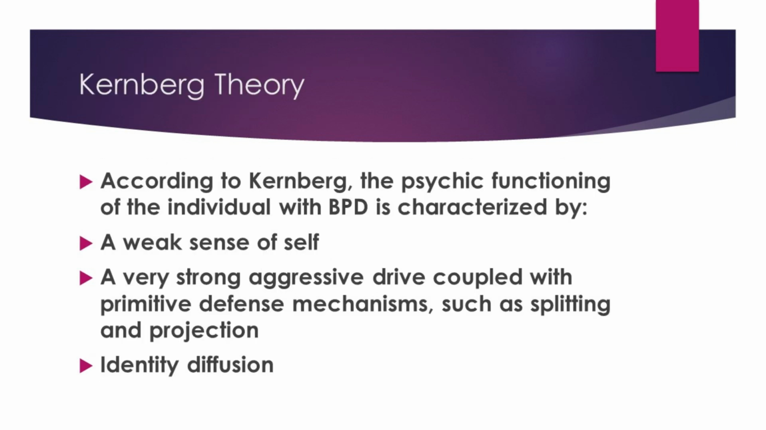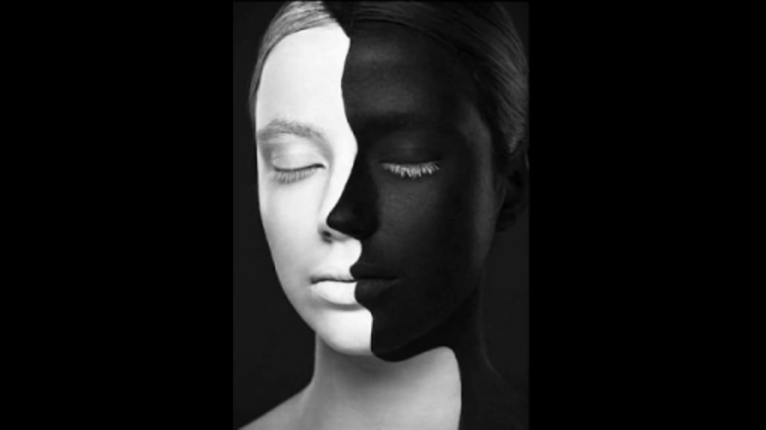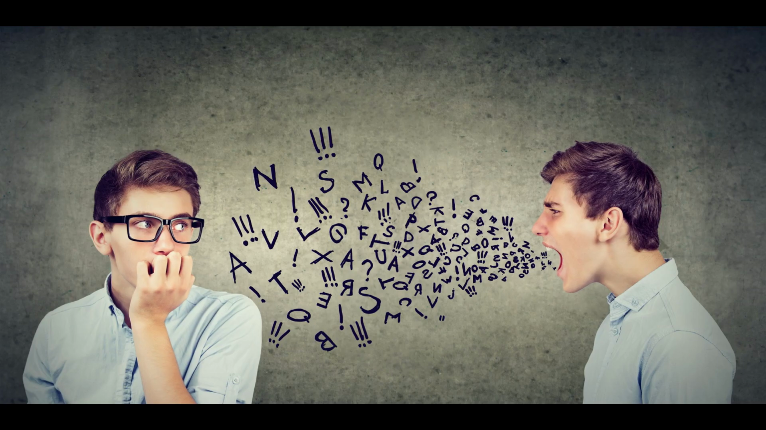Kernberg's theory. According to Kernberg, the psychic functioning of the individual with BPD is characterized by a weak sense of self, very strong aggressive drive coupled with primitive defense mechanisms such as splitting and projection, and identity diffusion. Splitting is a defense mechanism in which a person sees things in black and white terms, viewing people or situations as either all good or all bad, without acknowledging any gray areas in between. Projection is a defense mechanism in which a person attributes their own unwanted or unacceptable feelings or behaviors to somebody else. Identity diffusion is the lack of a clear sense of self.